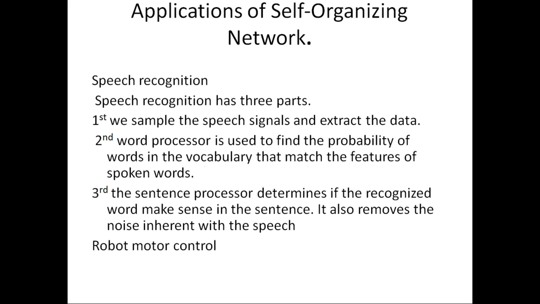Then what are the applications of the self-organizing map network? See, the self-organizing map, as I told you, is an unsupervised type of learning, and in real-time applications we usually come across this unsupervised type of learning. When you go for speech recognition, it has 3 parts. First, we sample the speech signals and extract the data. Second, a word processor is used to find the probability of the words in the vocabulary that match the features of the spoken words. Third, the sentence processor determines if the recognized word makes any sense, that is, the semantic meaning in the sentence. It also removes the noise inherent in the speech. And the second application is robot motor control. So these are some of the applications of the self-organizing map.